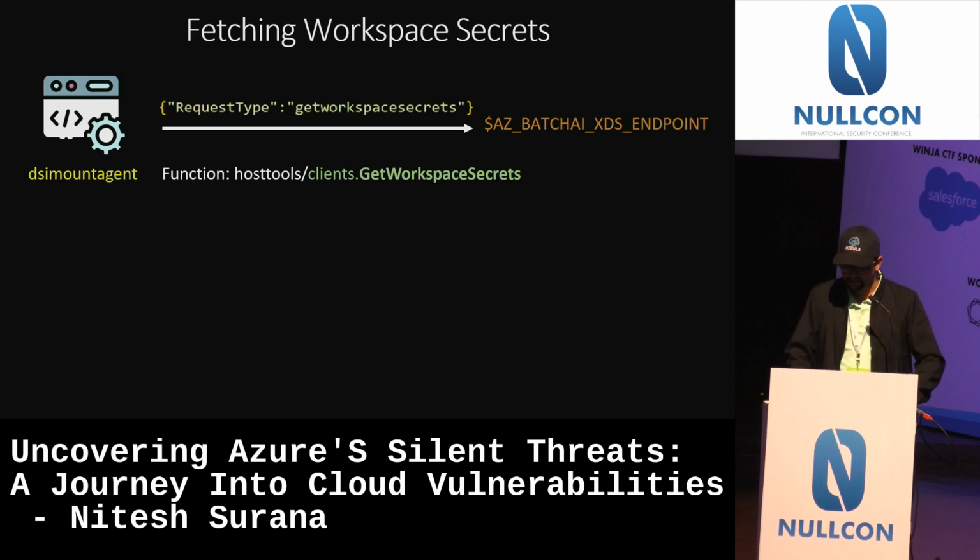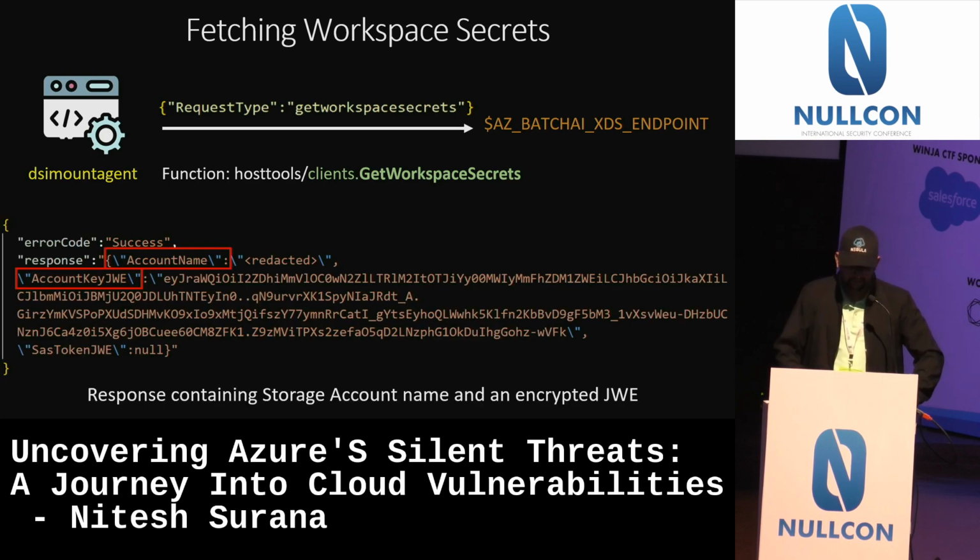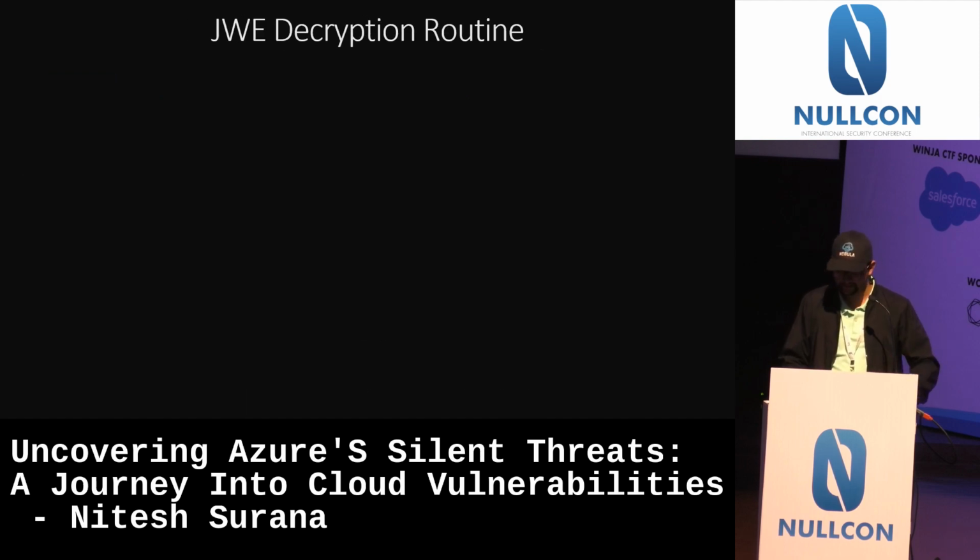So later, when we were inspecting the DSI mount agent again, we noticed that the POST body can be get workspace secrets. What secrets are we talking about? So in the response, we get the account name and the account key JWE. So we can basically decrypt this JWE in a very different fashion. So I was trying to understand the decryption routine, but then my friend David helped me.